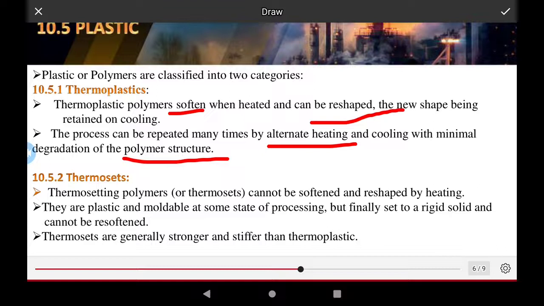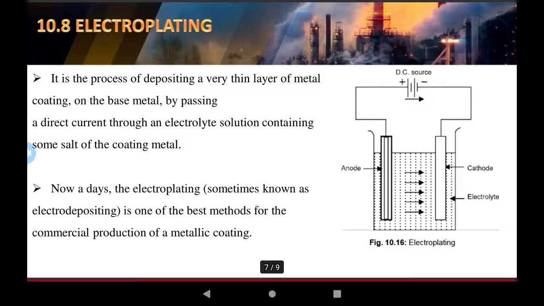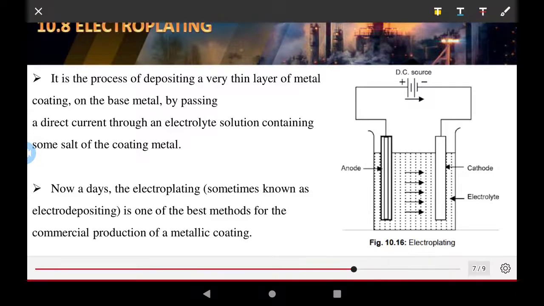Thermoset. The thermosetting polymers, or thermosets, cannot be softened by reheating. They are plastic and moldable in some state during processing, but finally set into a rigid solid that cannot be softened again. Thermosets are generally stronger and stiffer, and are used for plastic components.